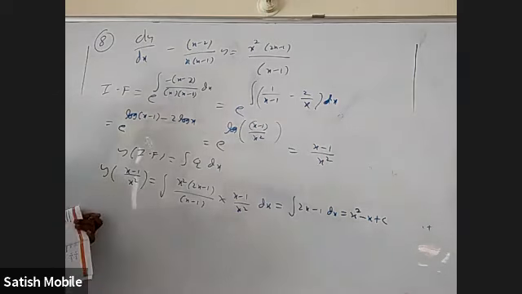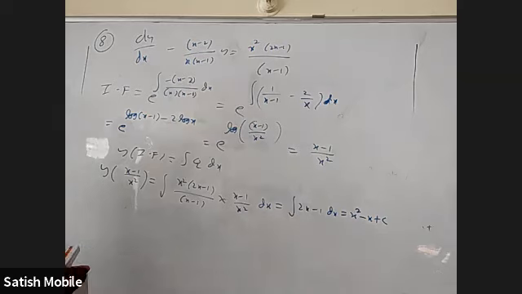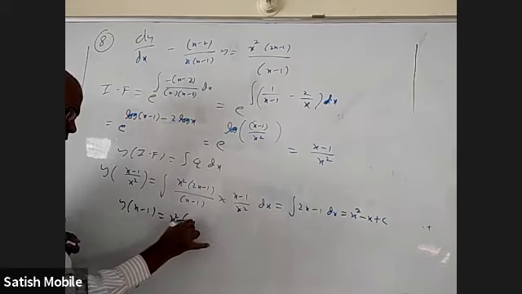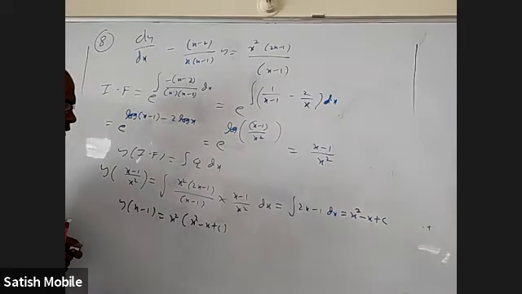At best we can send this one here. Is there any problem with the answer? Answer is fine, right? Y into x minus 1 by x square, that's it, that's it. Fine, answer. Y into x minus 1 equal to x square into (x square minus x plus c).